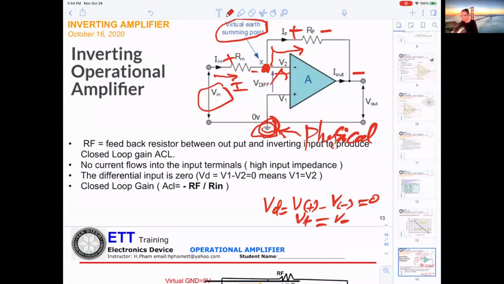The difference is the current can go through the virtual ground and go into the RF. So RF is called the feedback resistor, between the output and the inverting input, to produce a lower closed loop gain ACL. Okay, so we need to do some calculation here.